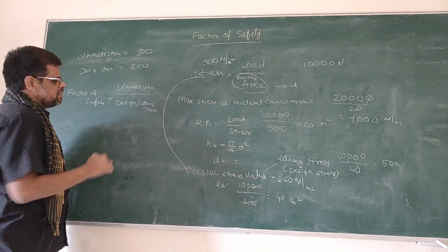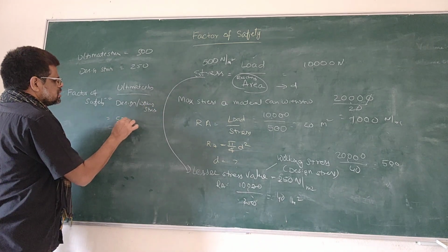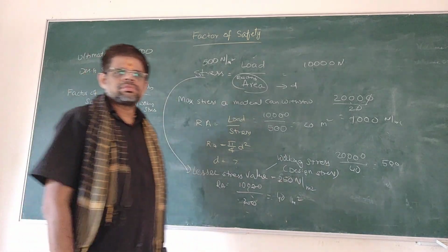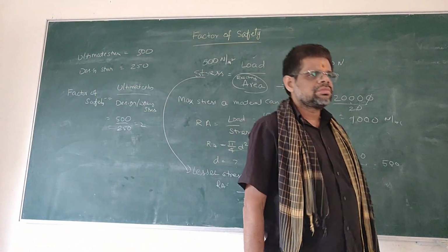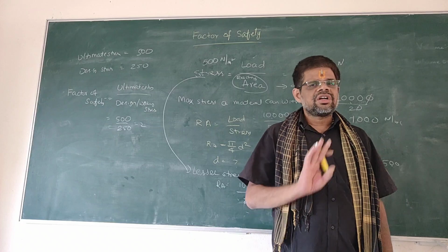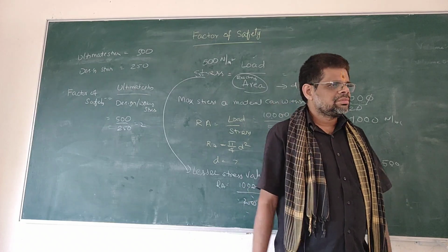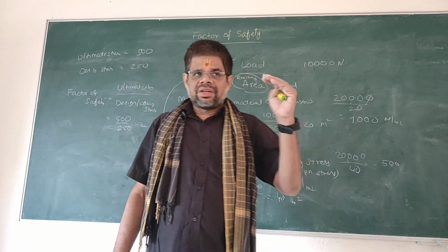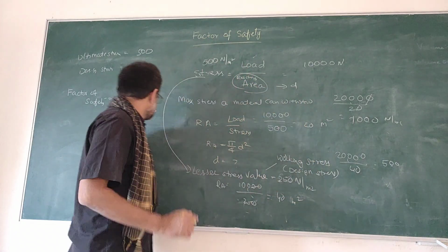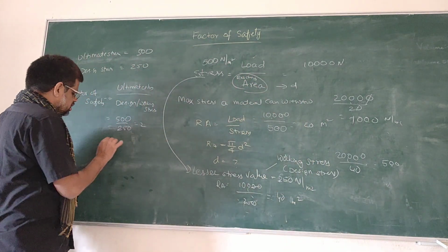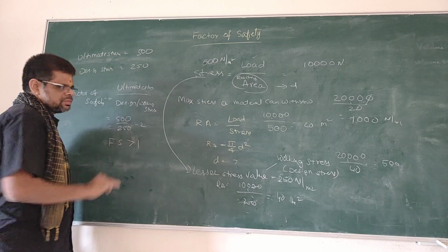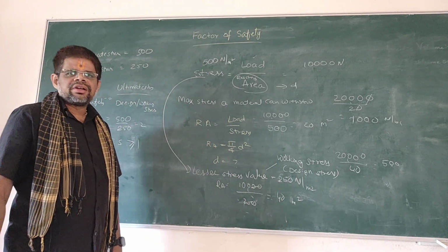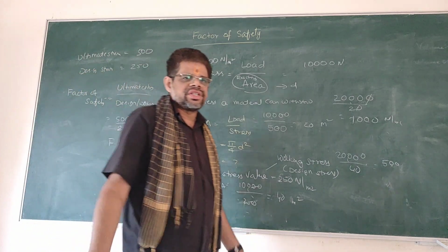Is it clear? Now what is the factor of safety in this case? Here it is 2. Is it right or not? It is not a percentage, it is a number only. Factor of safety is usually greater than 1. Remember that. Sometimes it may be equal to 1. In such cases, design stress is equal to ultimate stress.